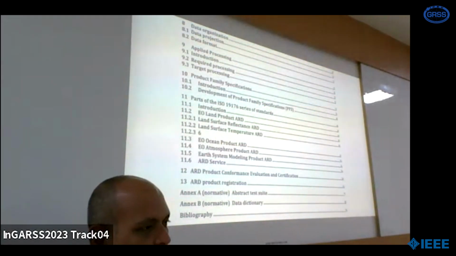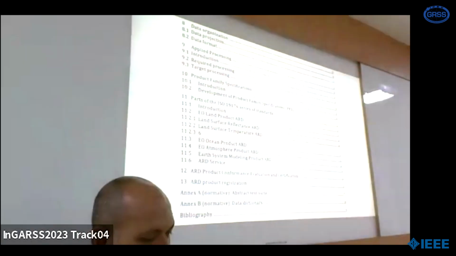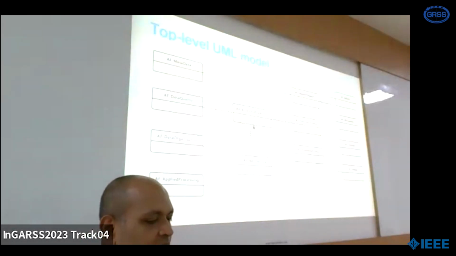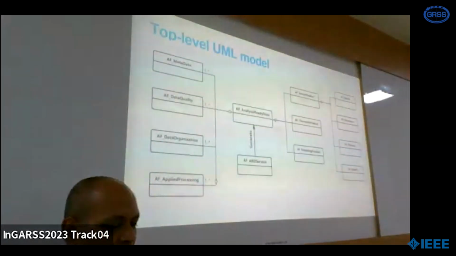What we are going to do hands-on is the metadata part, for which I, yours truly, am responsible to report back. And this is the top-level UML diagram that we have agreed to. Now I'll let Lieping describe it.